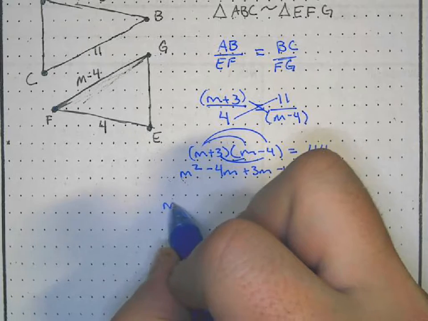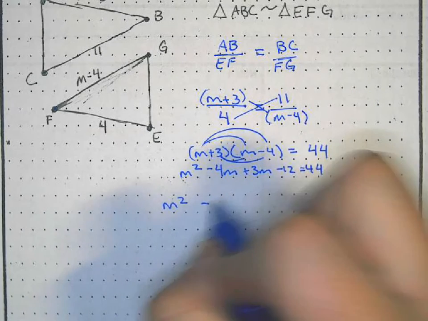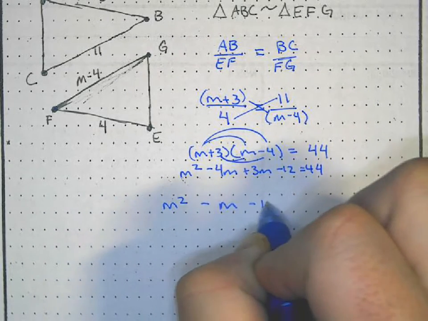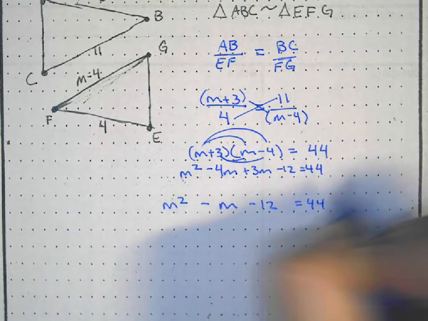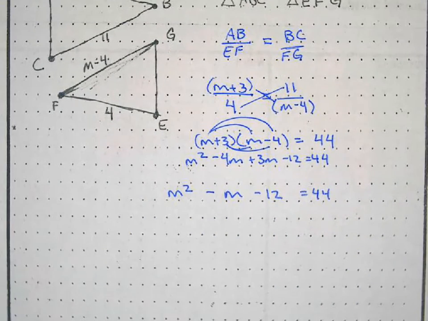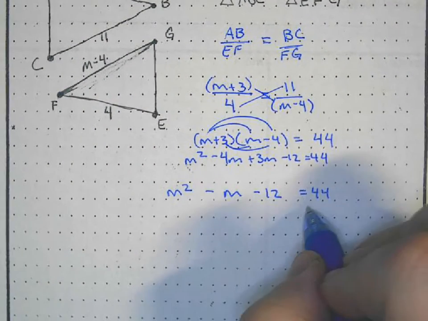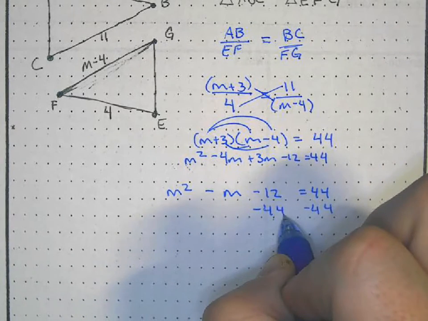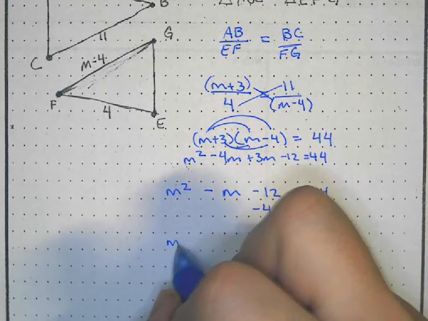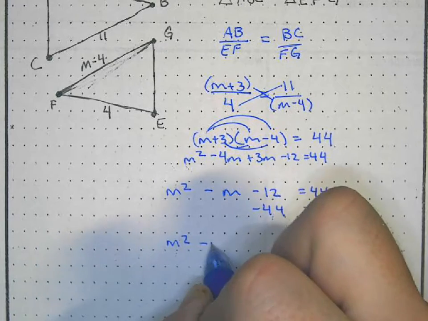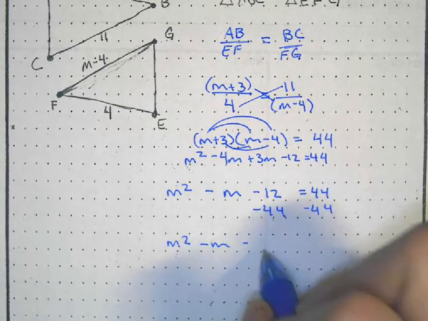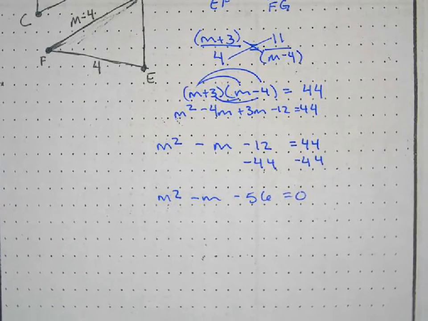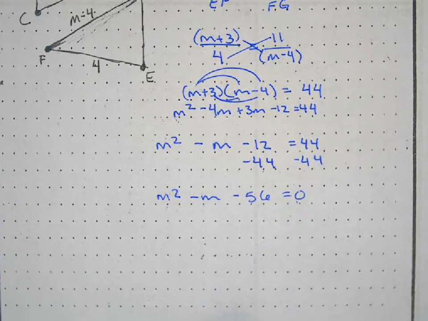Now we'll combine like terms. So I have m squared, minus 4 plus 3 would be minus 1, so minus m, minus 12 equals 44. We'll subtract 44 from both sides, and we get m squared minus m minus 56 equals 0. Just solving a quadratic, I have to get it to equal 0, and then we'll do our side work.